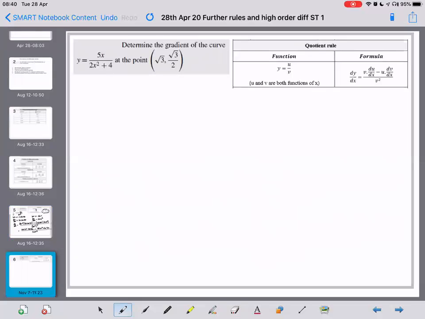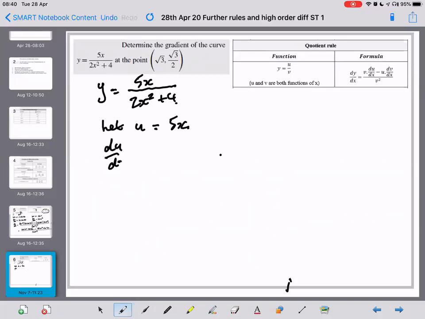So first thing we're going to do is just write out what we got a bit bigger. 5x on top, 2x squared plus 4 as the denominator. So we'd let u equal 5x.